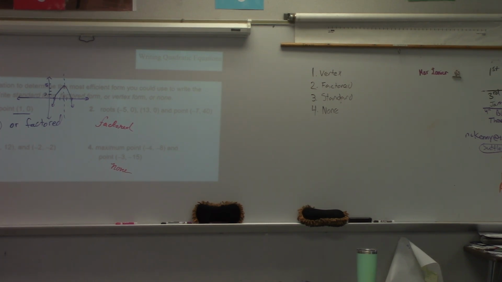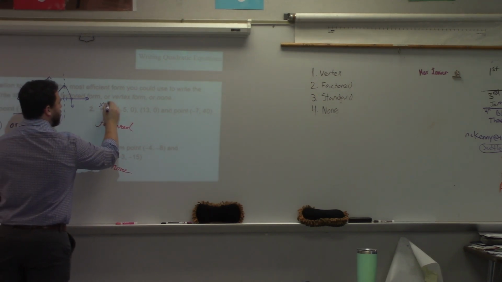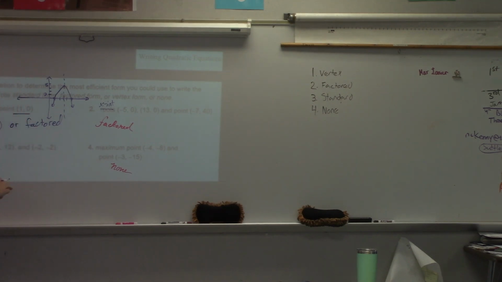We're going to go with factored form because we have what? Technically, this should say x-intercepts. I just realized that. What would the roots be in number 2? Negative 5 and 13, right? The roots would only be the negative 5 and 13. Those are x-intercepts. Number 3, do we have a vertex?